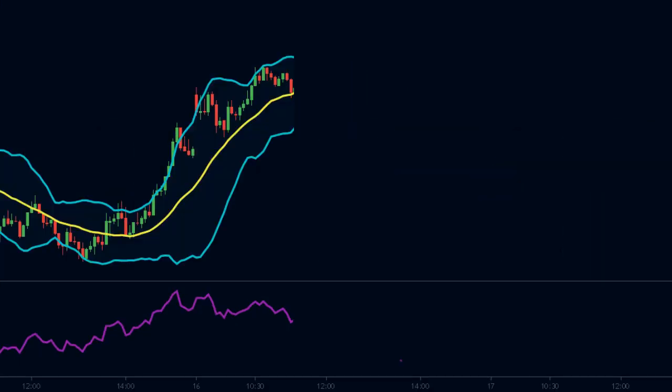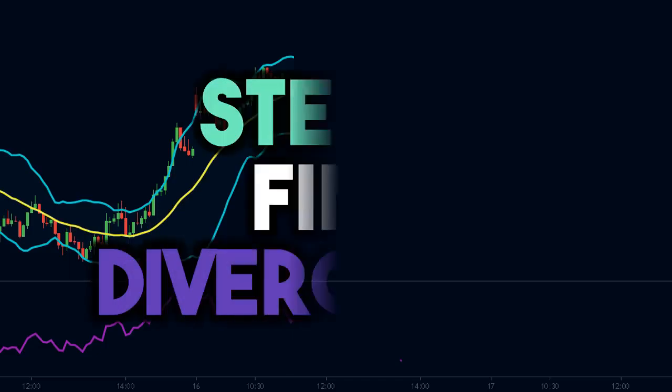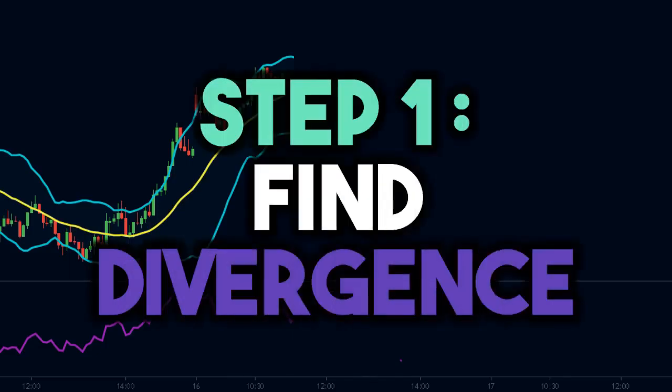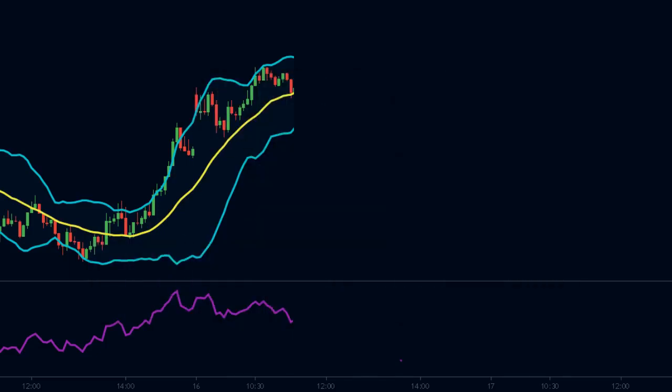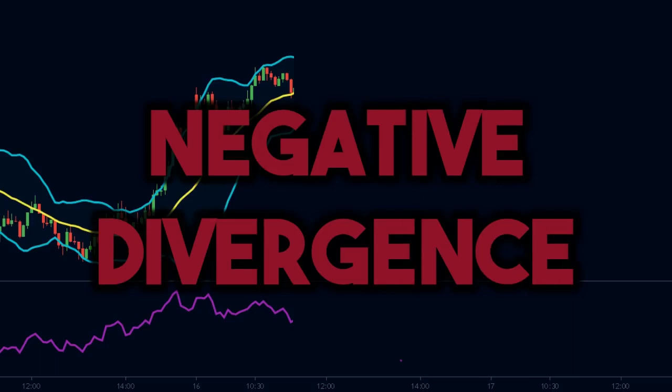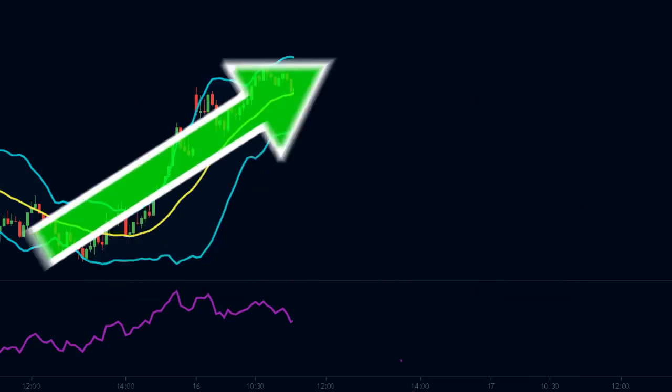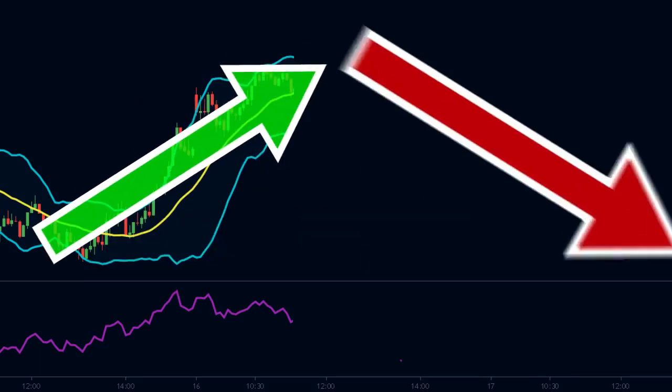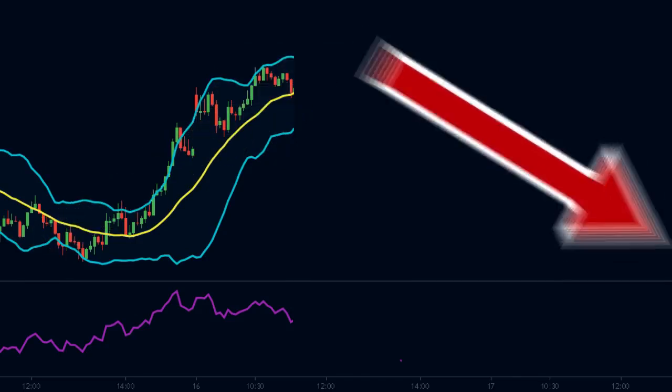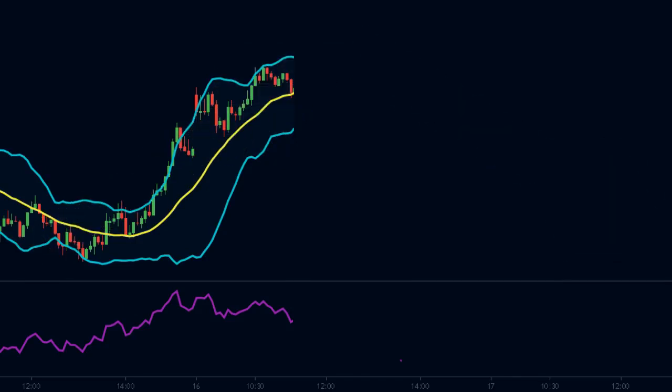Let's now dive into the strategy. The first step in our strategy is to find divergence. Look at this chart. Here we can see that the price has made higher highs. But look at the RSI, it has made lower highs. This is a negative divergence. This indicates that the uptrend has weakened and a reversal may occur very soon. But we will not sell the stock just yet.